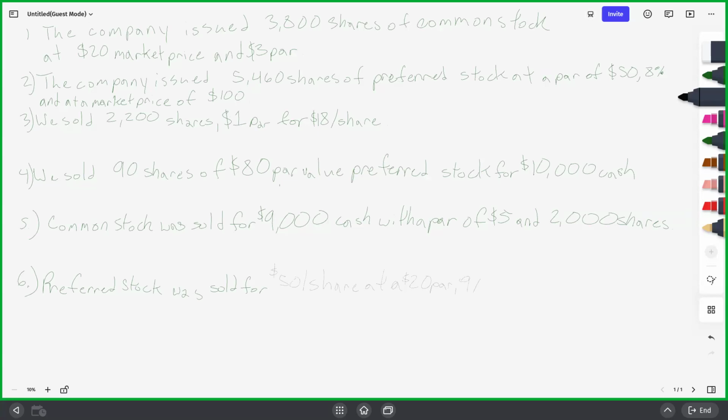Give y'all about 1 more minute. What's the very last thing at the bottom? It says $50 share at a $20 par, 9%. Oh, so 9%. I did not make things as bad as I wanted. We'll do that for now.